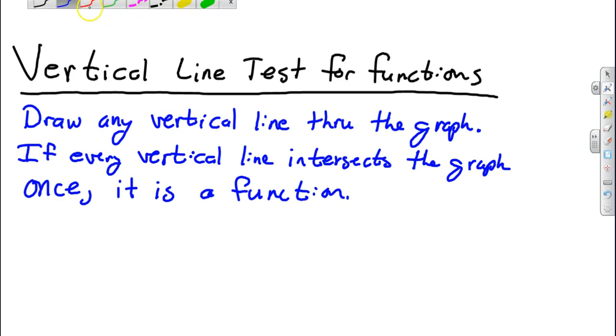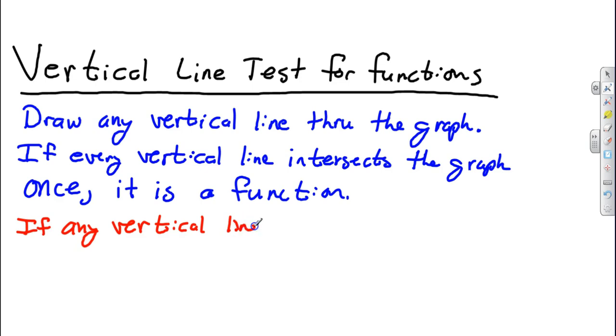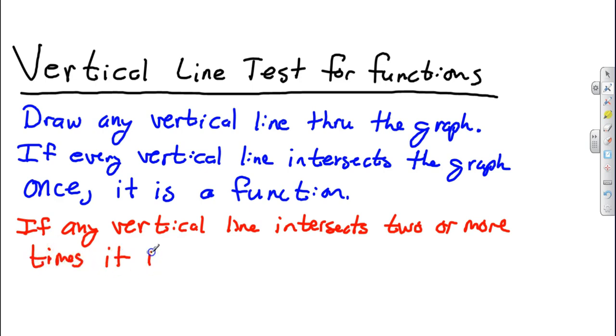If you want to be a pessimist, you can say it this way: if any vertical line intersects 2 or more times, then it is not a function. So it's just however you want to read that in your mind. It's the same thing, just optimist, pessimist kind of thing. It's just whatever one clicks for you when you're going through this.